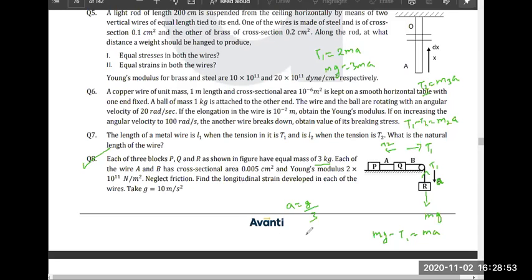So if you get the acceleration, then T1 is equal to what? Tell me. T1 is 2mg by 3 and T2 is equal to, tell me. T2 is equal to mg by 3. Anyone have any issue in this?